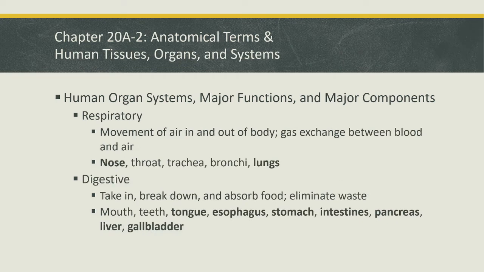Next, the respiratory system. This helps with movement of air in and out of your body and gas exchange between blood and air. So, getting the air in and out of your body and then getting the air into your blood and then also getting gases out of your blood. And the main parts here: nose, throat, trachea, bronchi, and lungs.